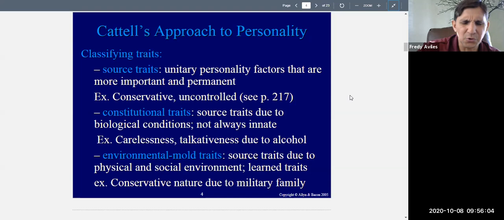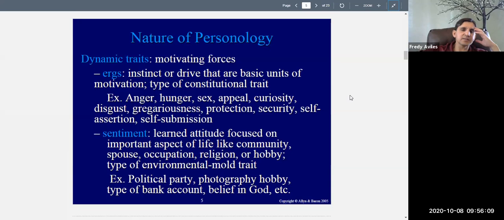Okay. And he also talked about dynamic traits. Remember, we mentioned them already. Dynamic traits are personality traits that motivate behavior, motivating forces. They come in two forms, ergs and sentiments. Ergs are things that are instinctive, an instinct or a drive. It's the basic unit of motivation, a type of constitutional trait, because it's biological. These are things you can't help, that are just part of who you are biologically.